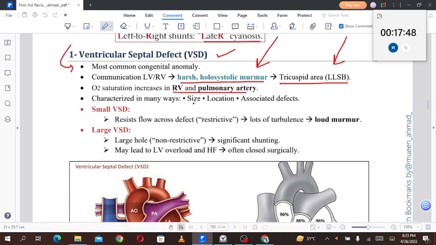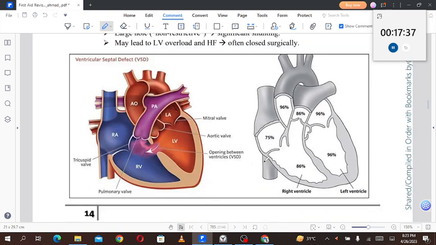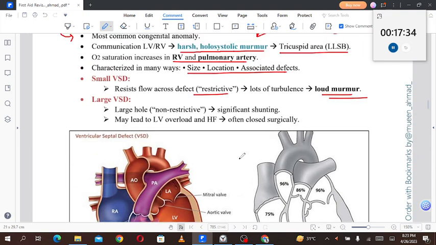It is characterized in many ways: size, location. The small VSD resists the flow across the defect, that is destructive, lots of turbulence, and it will be a loud murmur. So for the small VSD, we'll hear a loud murmur, and for the large VSD, the murmur will be soft, like the audibility or the intensity of the murmur will be lowered if the VSD is large.